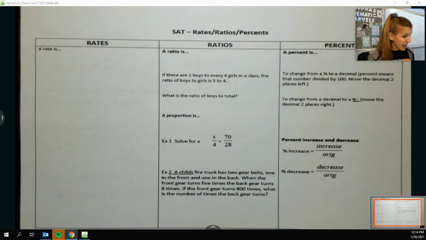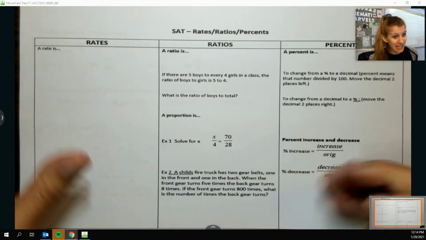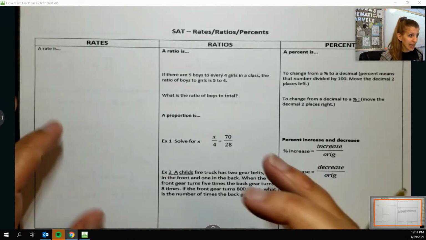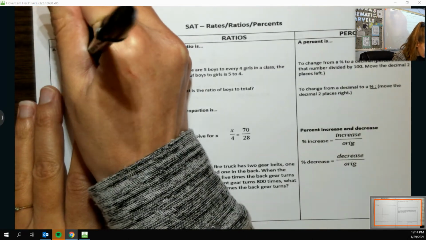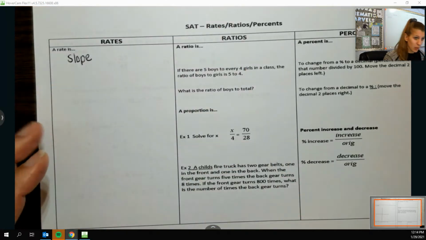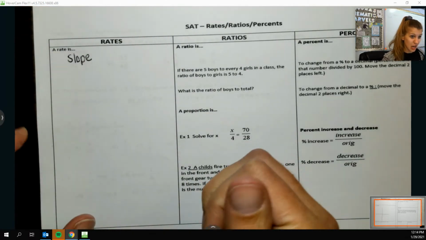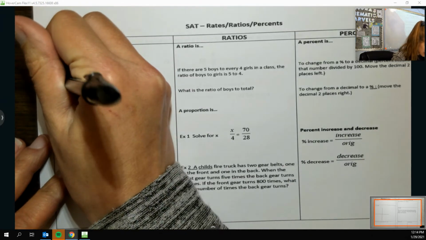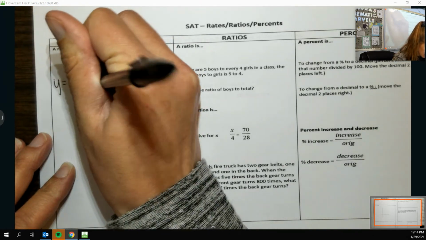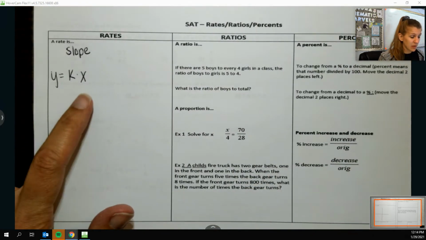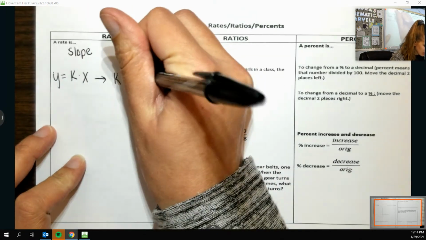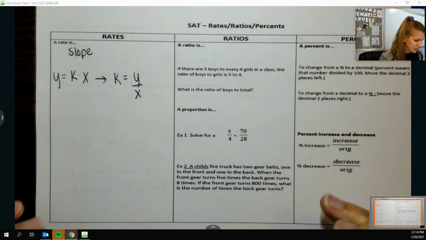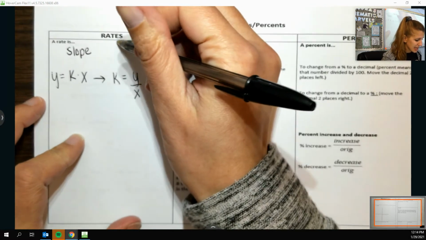So firstly, I know I have this huge box here for rates. It's really not that complicated. Really all a rate is, is kind of a slope number or a fractional number. So like that direct variation equation that I talked about in the previous video, y equals k times x, that can be rewritten as k equals y over x. This is the perfect example of a rate.